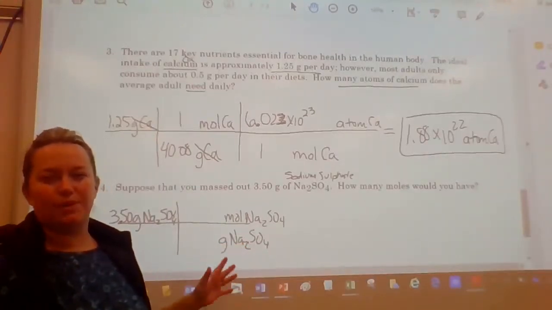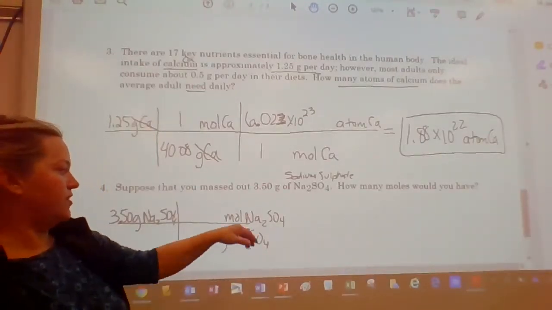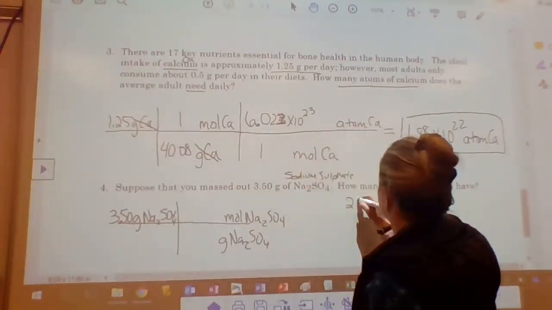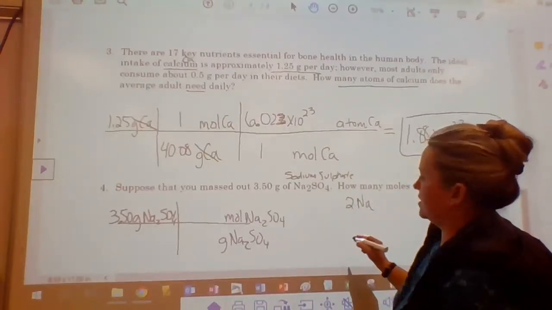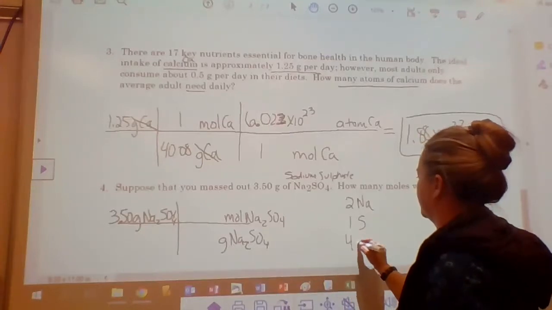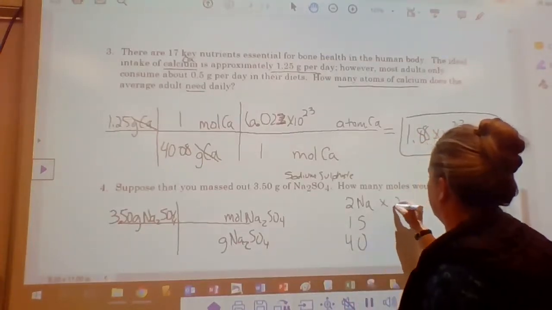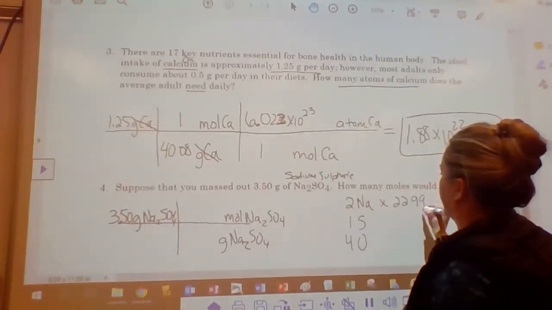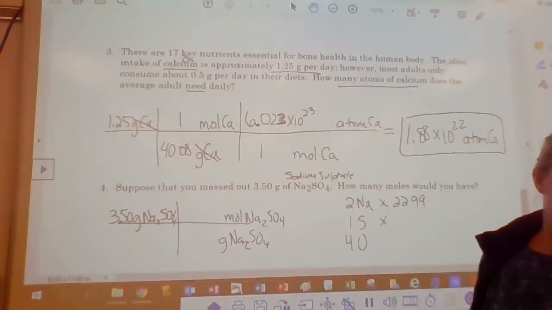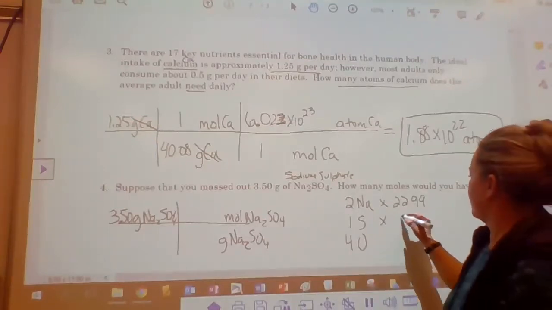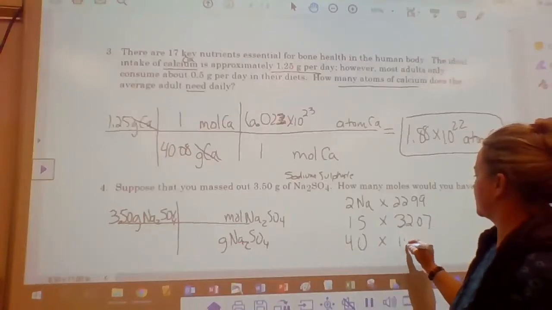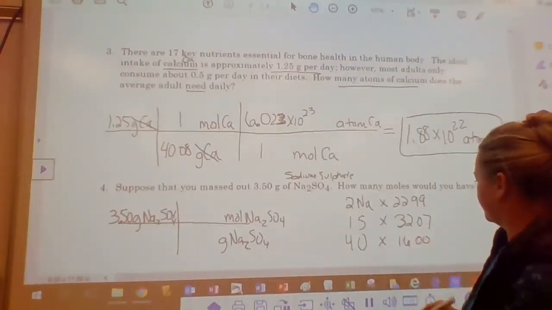When we do that, we usually say we need to find the formula mass. So let's find the formula mass of sodium sulfate. There are 2 sodiums, 1 sulfur, and 4 oxygens. The molar mass of sodium is 22.99. Sulfur, I don't have that one memorized, is 32.07. And oxygen is 16.00.